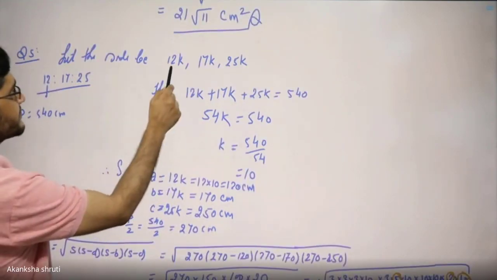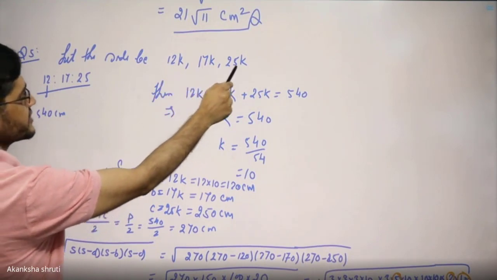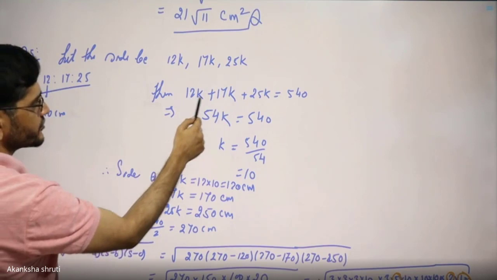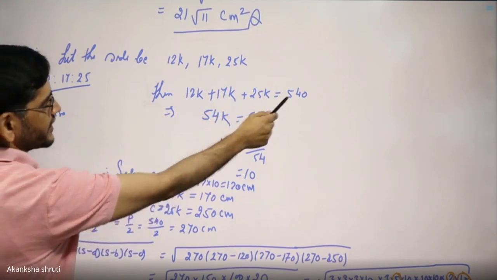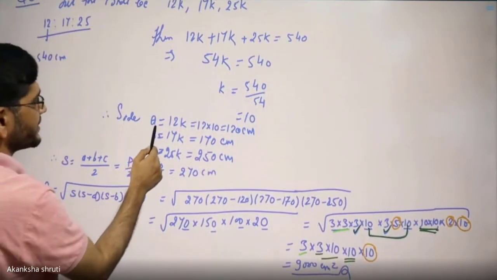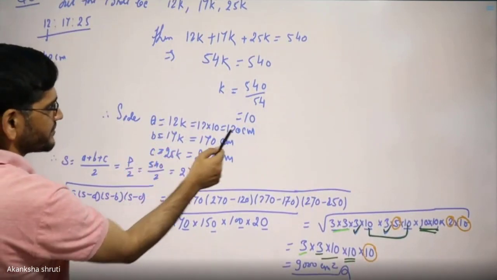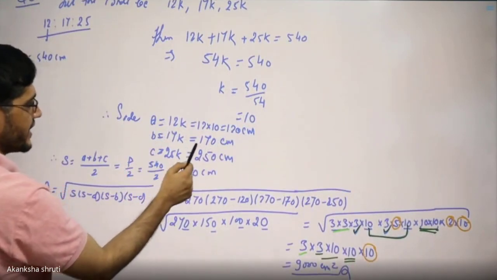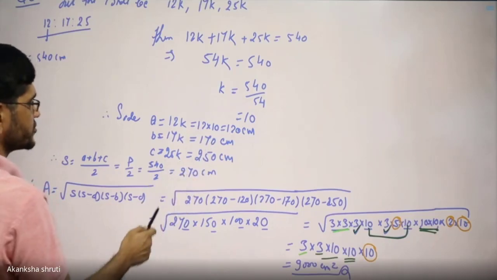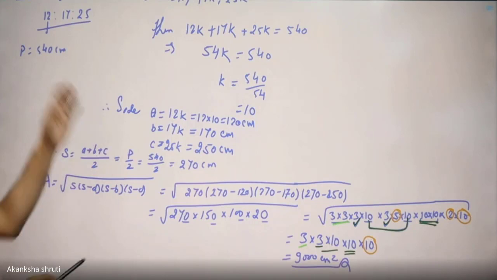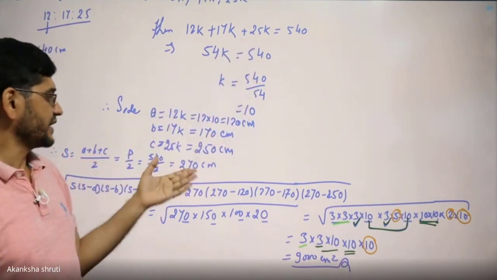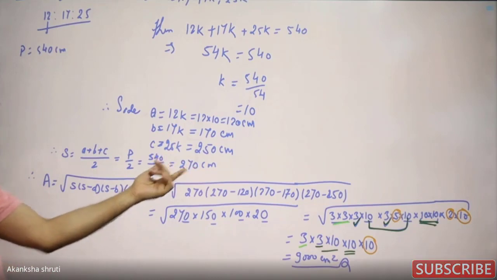Therefore, the side lengths were considered as 12k, 17k, 25k. Then the perimeter is 540, therefore 12k plus 17k plus 25k is 540. K we are getting as 10. As a result, one side 12k becomes 120, another side 17k means 170, and the third side 250. Then the semi-perimeter, directly perimeter by 2, or even adding these three sides and dividing by 2, we will get the same result, 270.